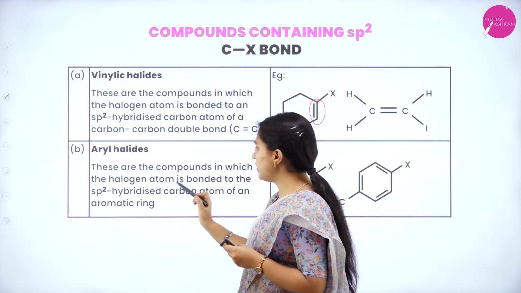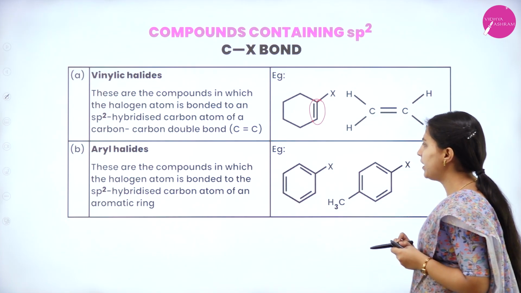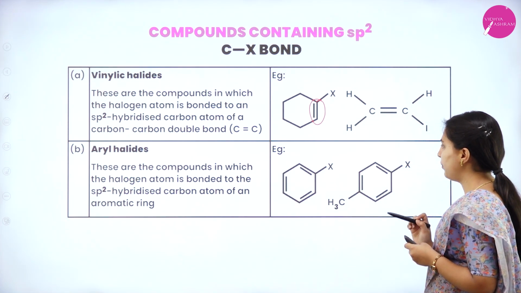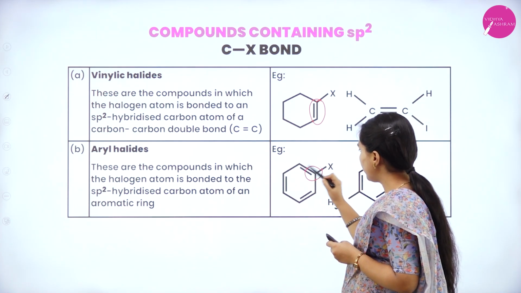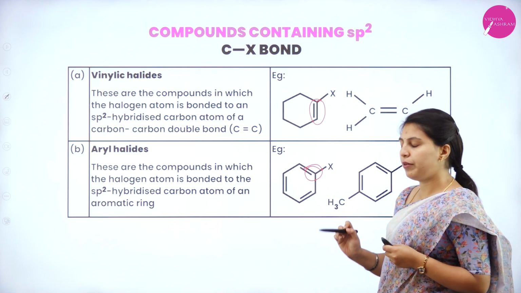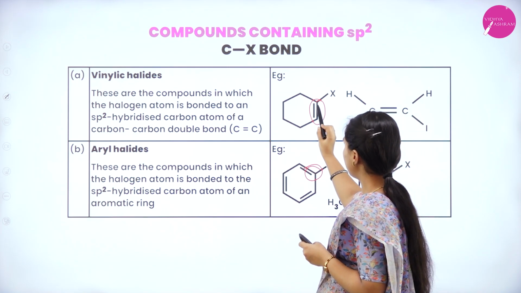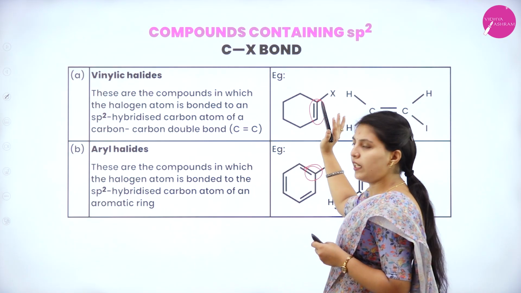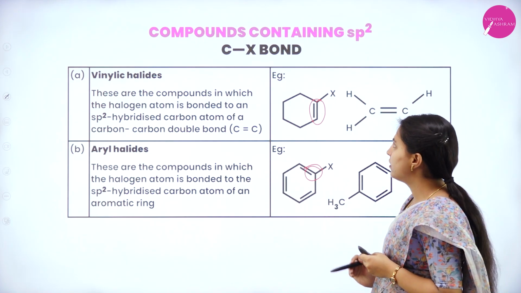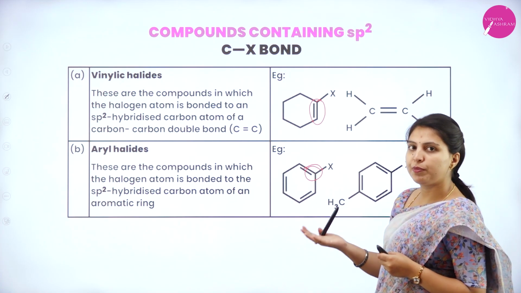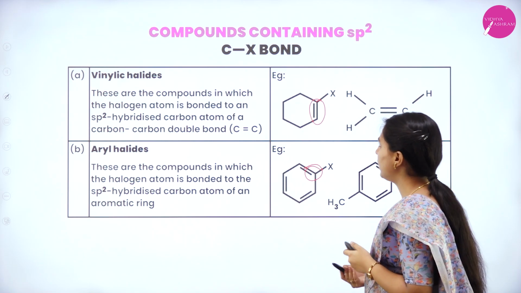If it is aryl, these are the compounds in which the halogen atom is bonded to the sp2 hybridized carbon atom of an aromatic ring. Here also, for the aromatic ring, the halogen will be attached at the sp2 position. Okay. This is sp2, this is also sp2. For this one, alkyl halide; for this one, aryl halide. Okay. This is about compounds containing sp3 hybridization and sp2 hybridization, the classification.